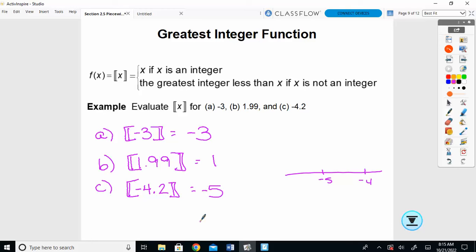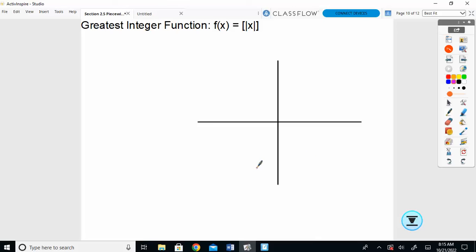All right. Can you handle just evaluating greatest integer if I just give you a number? Okay. Let's try to figure out what this graph looks like. So we are going to draw a graph for this function.